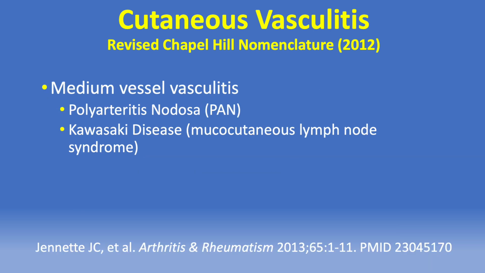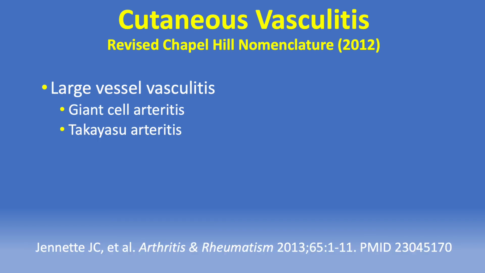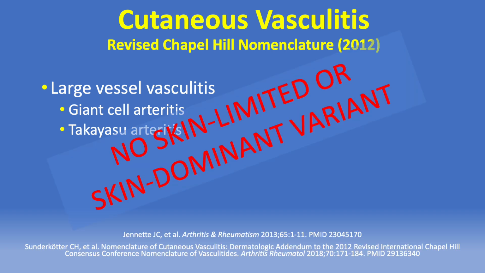Medium vessel vasculitis includes polyarteritis nodosa and Kawasaki disease. We'll only be discussing cutaneous polyarteritis nodosa in this session. The true forms of large vessel vasculitis include giant cell arteritis and Takayasu arteritis. Not surprisingly, not really relevant to dermatopathology, with the rare exception that giant cell arteritis or temporal arteritis may rarely exhibit cutaneous involvement as part of that systemic vasculitis.